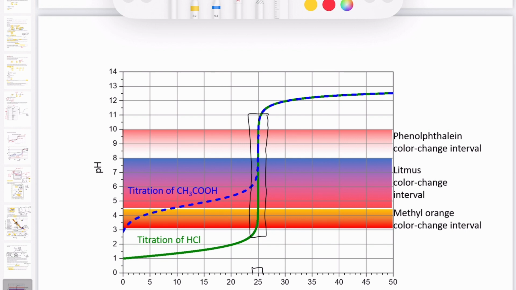Remember what you're doing in a titration. You're adding titrant from your burette into your flask. That steep increase is telling you that adding a small amount of volume causes the pH to change by a lot. The reason why that's useful for us in picking indicators is as follows.